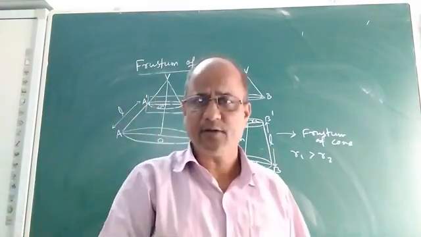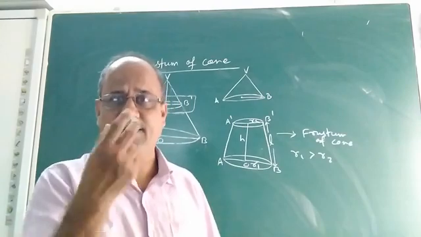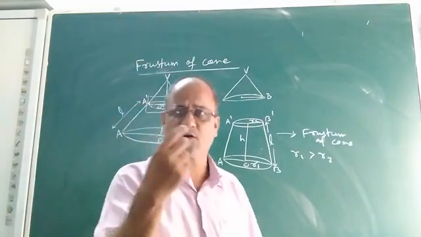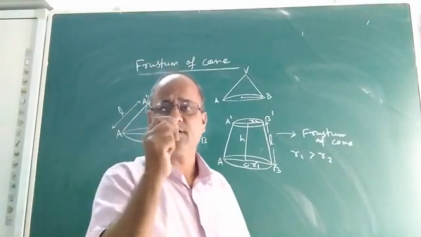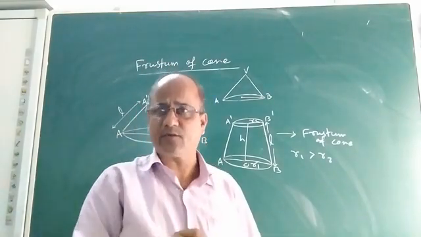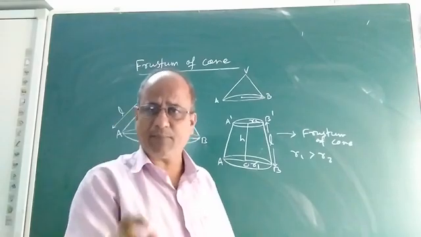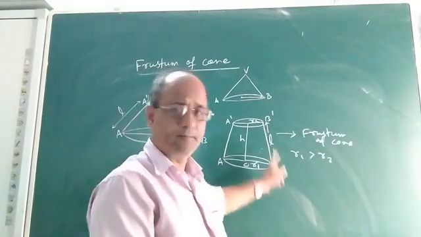The best example is a bucket. You know, children, a bucket is the best example. A glass in which we drink water is also an example of a frustum of cone. The solids, namely bucket and glass in which we drink water, are examples of the frustum of cone.